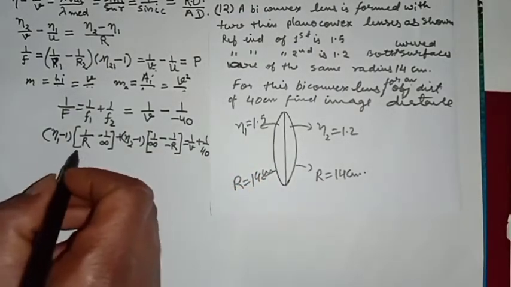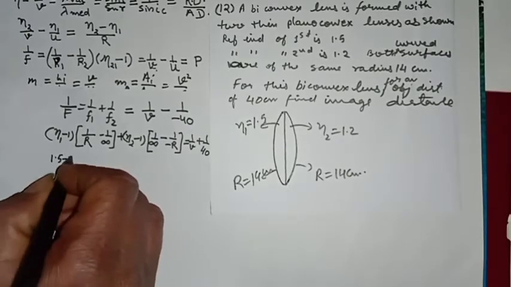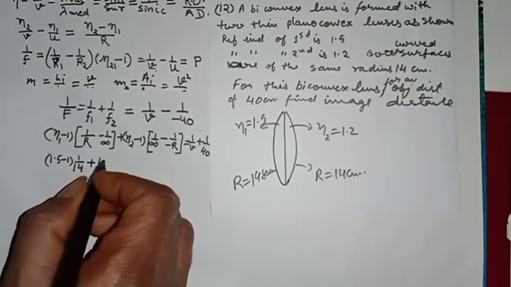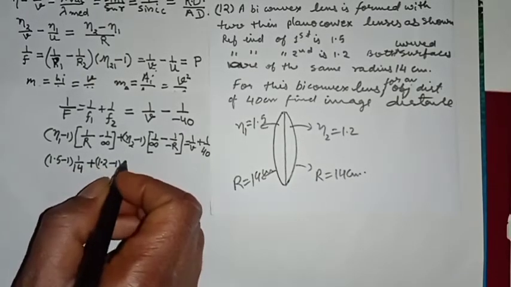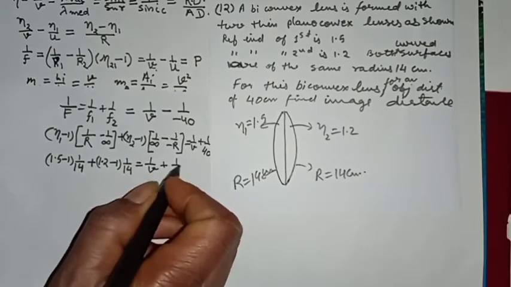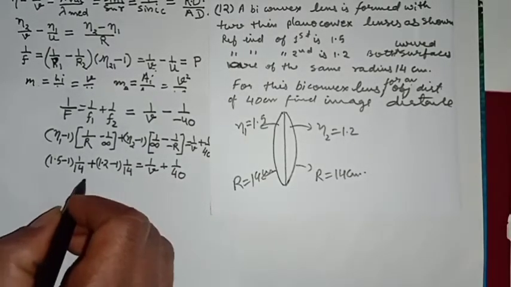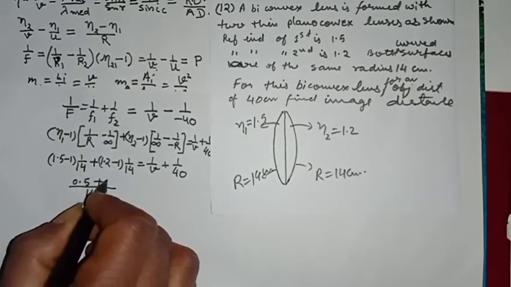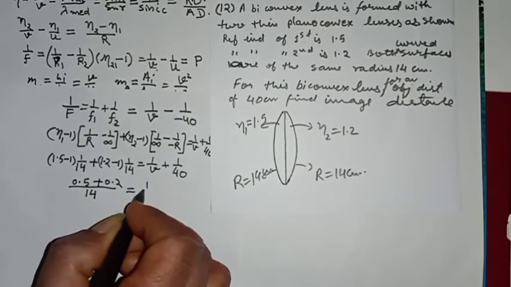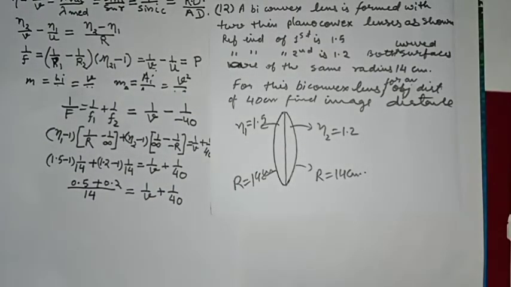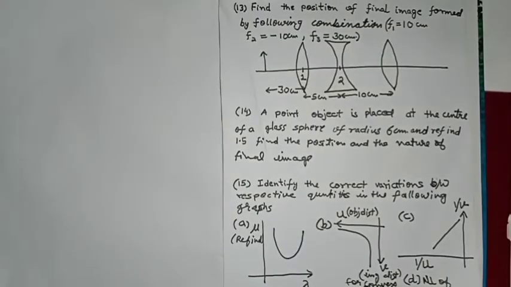In fact, if you see any question of this type, plano-convex, just write 1 upon r, one of the radii, and that's all. Now if we substitute the values, it's an easy question, so you can solve it on your own. And whatever your answer, write it down in the comment, so that if there is any problem, I will let you know. Okay, next question.